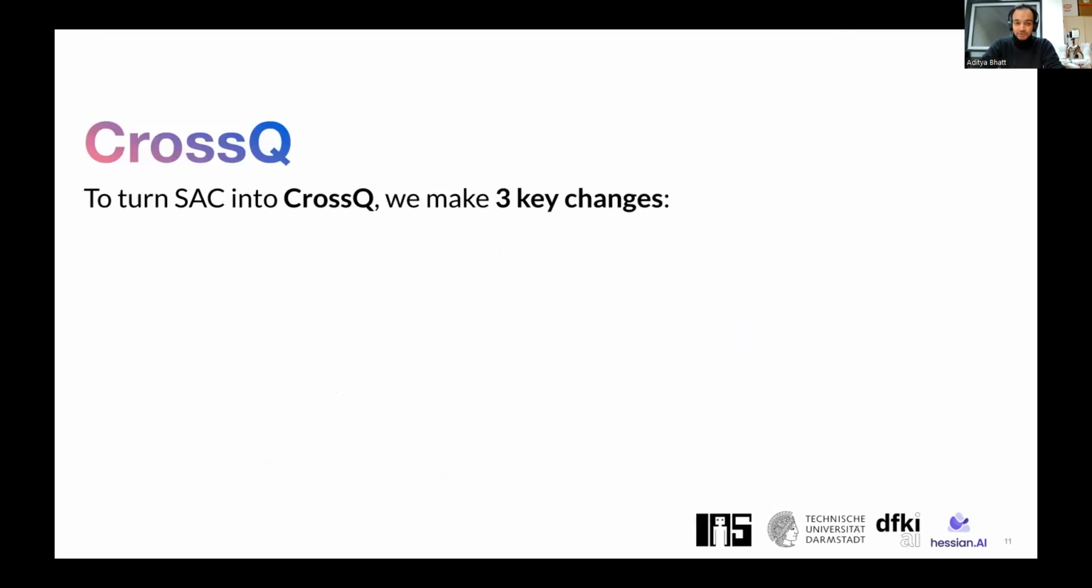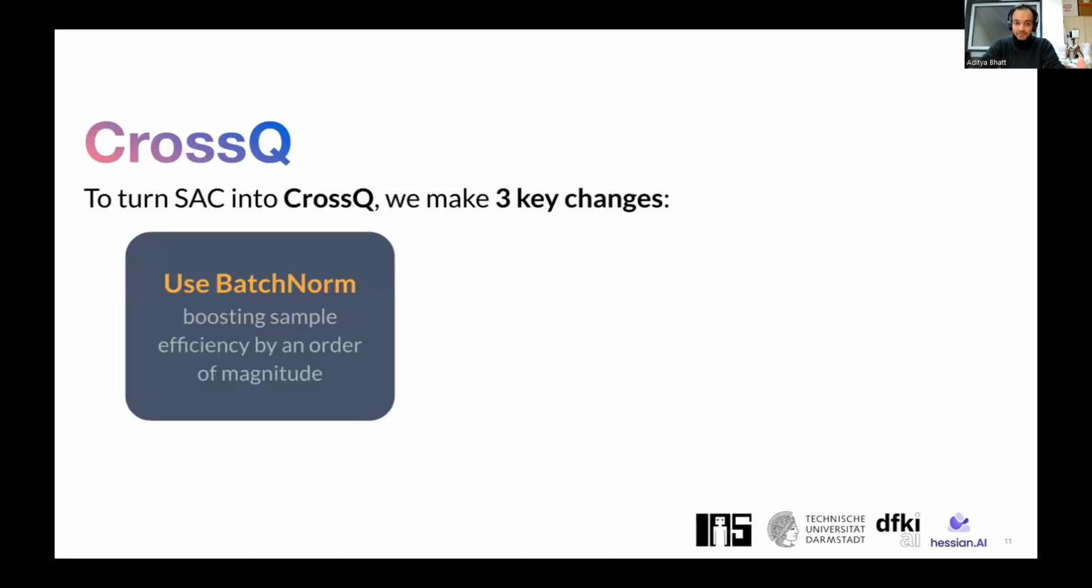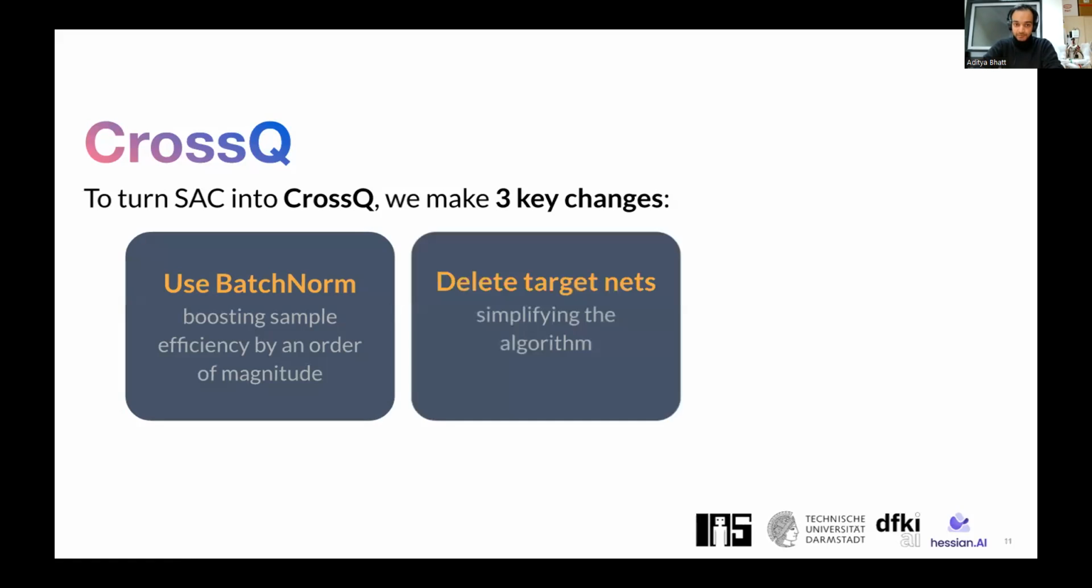So in conclusion, to turn SAC into CrossQ, we make just 3 simple changes. First, we use Batchnorm. We just add Batchnorm in between all the layers, and we use it the right way, or the safe way, the way we showed. And this shows the same kind of sample efficiency boost as people see in supervised learning. Second, we delete target nets. This simplifies the algorithm, and by the way, also makes it easier to use Batchnorm in your Q networks, because with target nets you have to worry about this extra running average of your parameters, and Batchnorm has its own running averages, and the combination of these two is just really complicated to even think about.